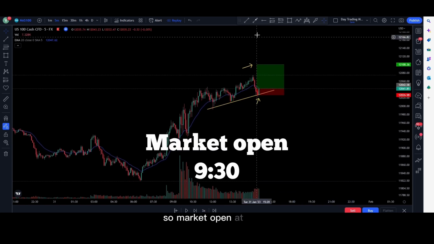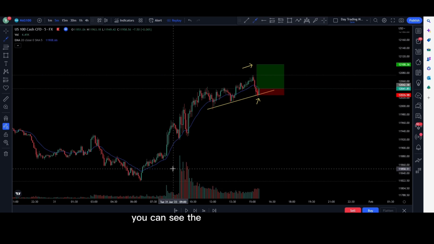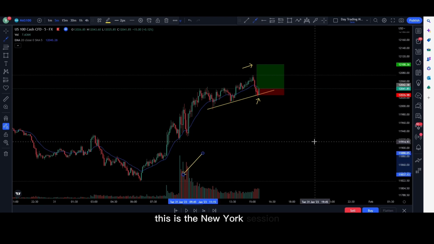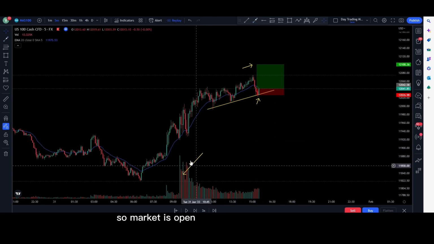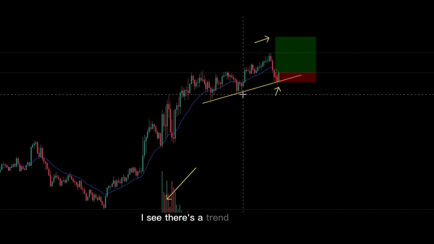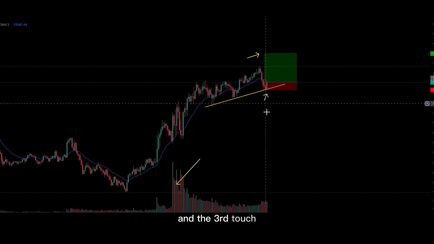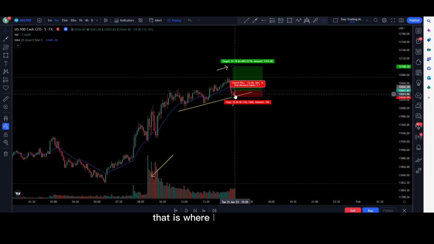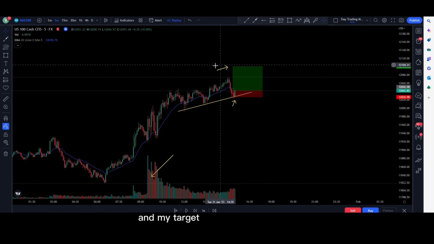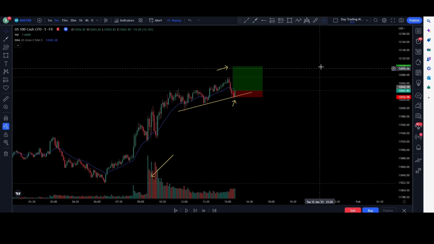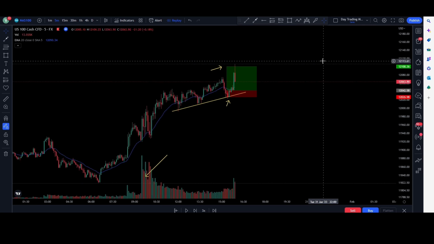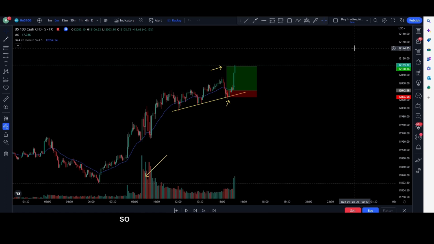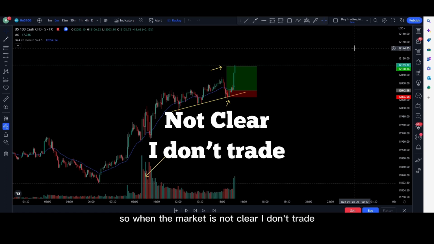So the market opens at 9:30. You can see the high volume right here. This is the New York session. The market is open and then going up. After I see this trend line right here in the third touch, and I see this green candlestick right there, that is where I open my trade, and my target is this high right here. Nice, easy, simple trade. When the market is not clear, I don't trade.